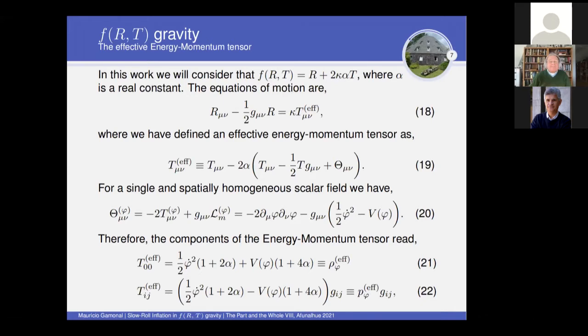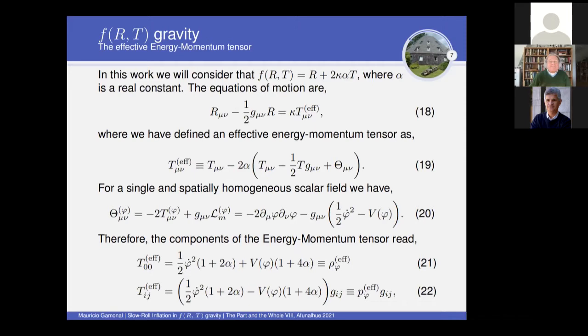In this equation, you can see that there is a correction to the standard effective energy momentum tensor, which is given by the second term in the brackets. We can define it using the prescription of an especially homogeneous scalar field. When we do that, we obtain the effective energy momentum tensor given by equations 21 and 22, and we can see that this tensor is diagonal, as the standard one.